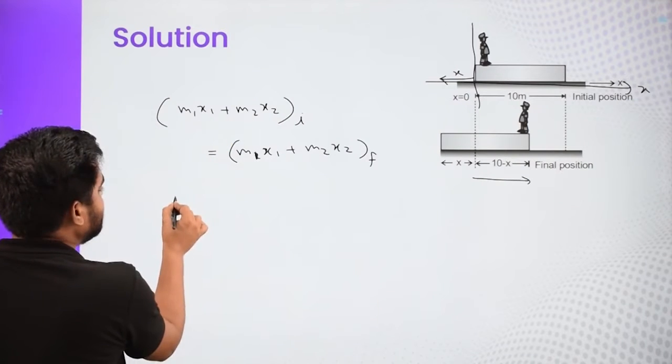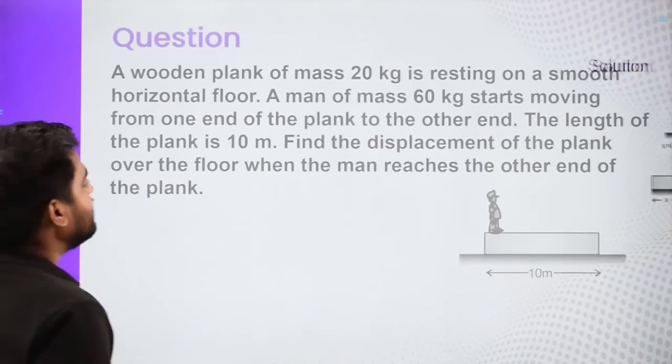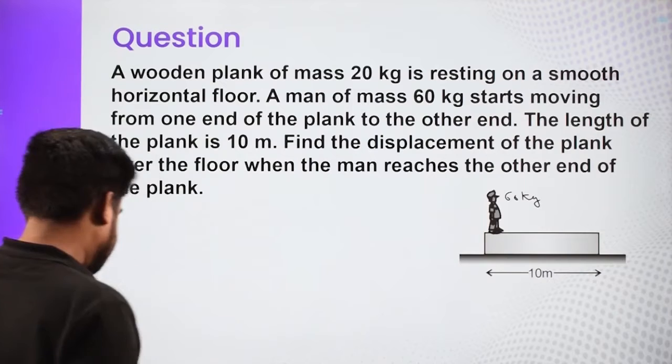So what is our mass 1? This person is 60 kg and what about the plank? The plank is 20 kg and the man is 60 kg.